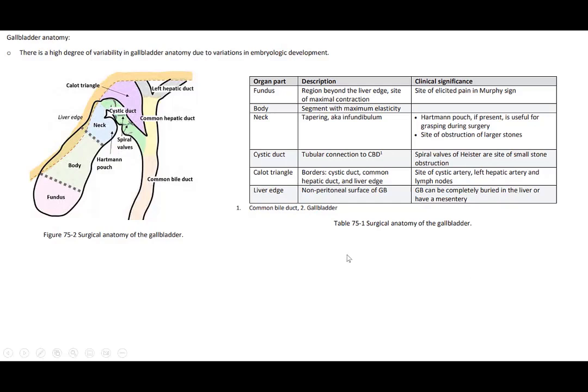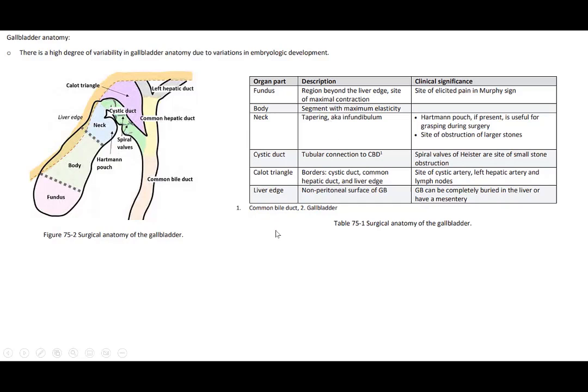You can see here the fundus, the body, and the neck, where it joins the cystic duct. You can see this triangle of Calot is important, as this is the combination of the cystic duct, the common hepatic duct, and then the liver edge. You can then see the common hepatic duct, which is formed by the merging of the left and right hepatic ducts, and then the common bile duct, which takes place after the cystic duct.